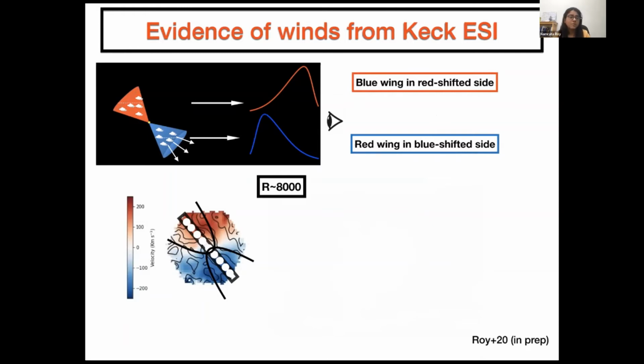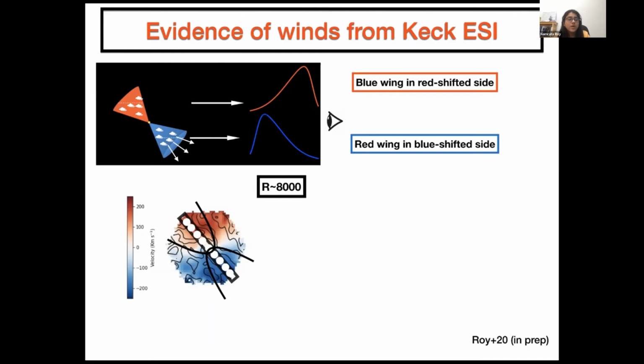So let us first talk about what we expect from our wind model. This is a filled bicone. It is filled with warm gas clouds, which are emitting the emission lines. And each of these gas clouds is moving radially outward. So let's say the observer is standing here.